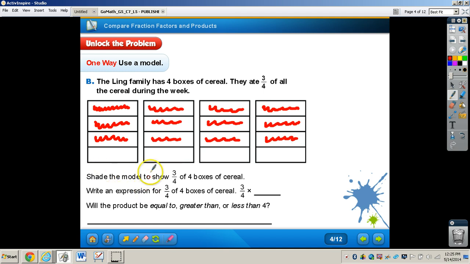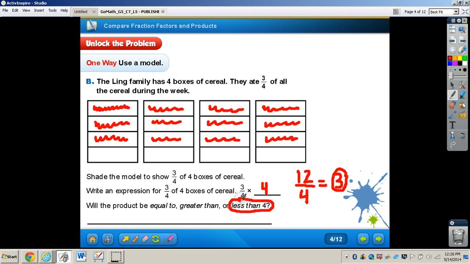Okay, so write an expression for 3/4 of 4 boxes of cereal. 3/4 times 4 is right here. Okay, so we actually have 12/4 shaded in, and 12/4 does equal 3. Okay, now will the product be equal to, greater than, or less than 4? And once again, we can see that it is less than 4.